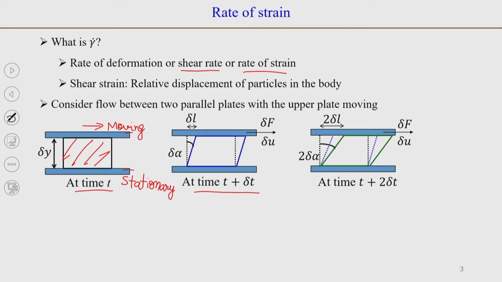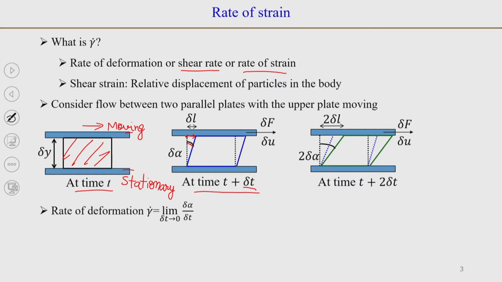So, when you apply a force on the upper plate, it starts moving, and the fluid between them will start deforming. In time delta t, the deformation in the fluid is equal to delta alpha. The particles have moved by an angle delta alpha, and at the top the distance moved is delta L, and this plate is moving with a velocity delta u. At time t plus delta t, this angle becomes 2 delta alpha, and the deformation becomes 2 delta L.